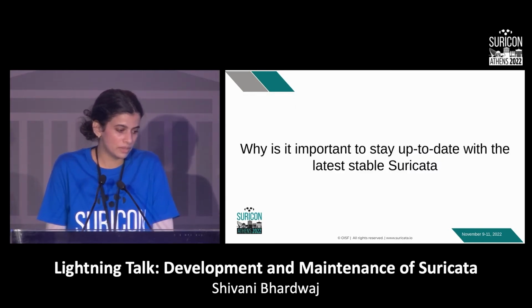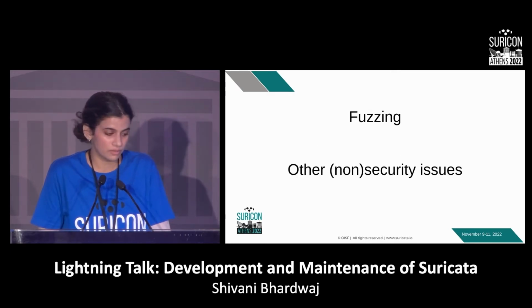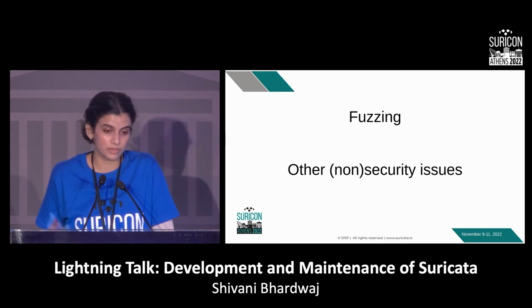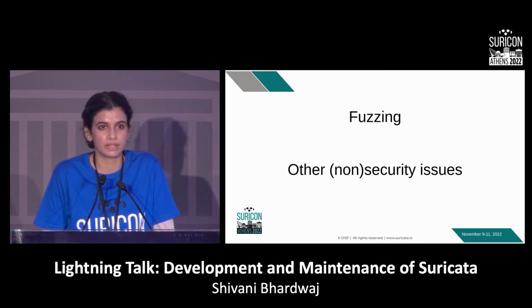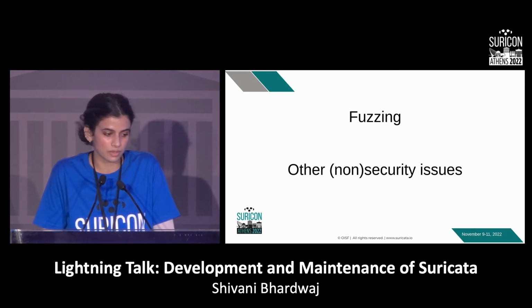Now, why would you think it is important to stay up to date with the latest stable Suricata? The answers are fuzzing and other security or non-security issues. I was talking to Philippe the other day, and he told me that fuzzing finds on average 1 issue per week in Suricata. Not all of them are security tickets, yes, but some of them can be. And there could be other issues as well, security or non-security, which are always fixed on priority in all the point releases. So it's always nice to stay up to date with the stable releases.